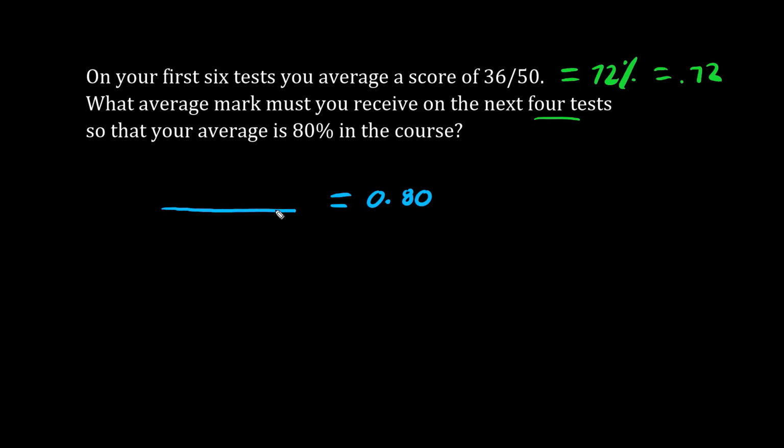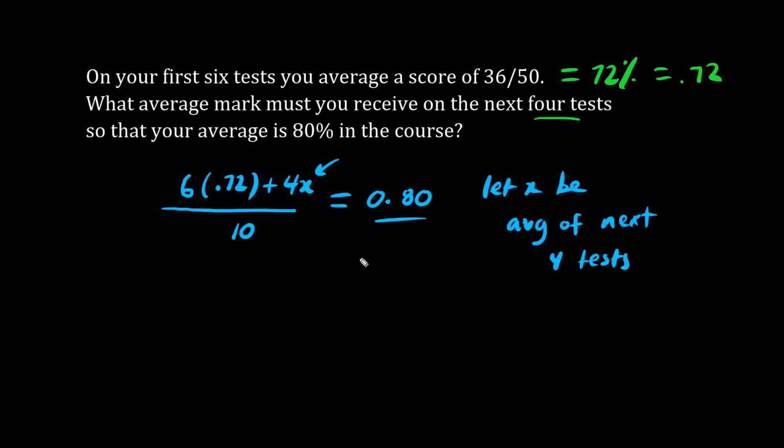And what we're going to do is tally up your marks. We have 6 tests at an average of 0.72, but we also get more points for 4 additional tests. And let x be the average mark you must receive. That's what we're trying to solve, because there's 4 more tests to go. And when we write a total of 6 plus 4, which is 10 tests, and collect all these points, we need to divide by 10, because there's a total of 10 tests to find this average. So setting up this equation is the hardest part, where we're trying to solve for x, the average of the next 4 tests. And the rest is algebra.